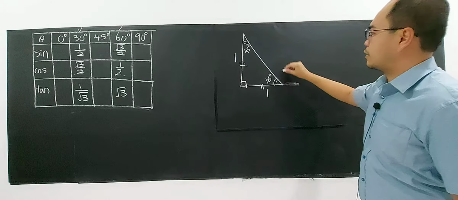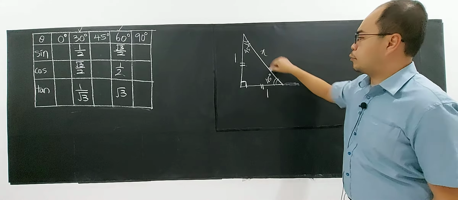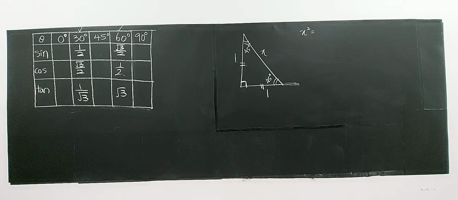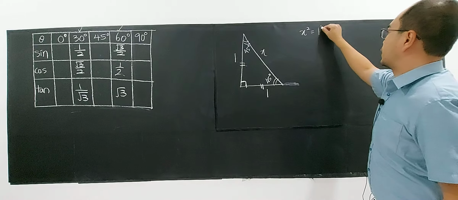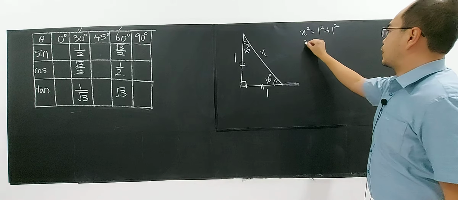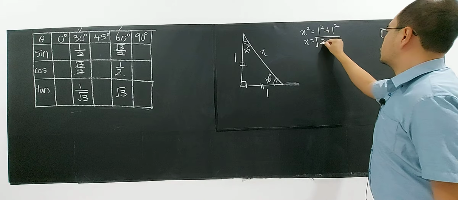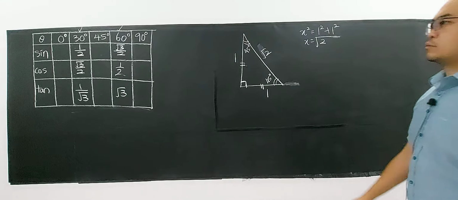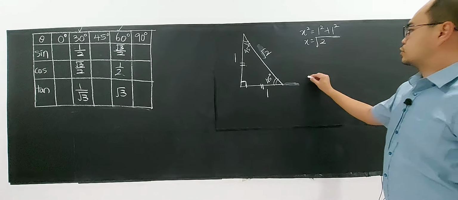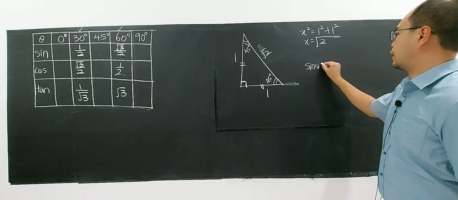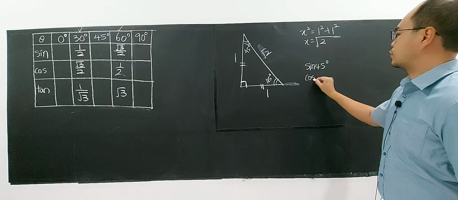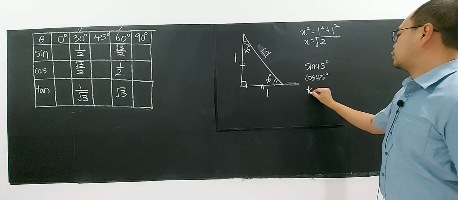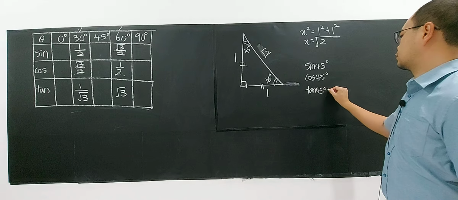So what's the length of this side? This is the hypotenuse, so x squared equals 1 squared plus 1 squared, so x will be the square root of 2. Very simple. From here, you can know sine 45, cos 45, and tangent 45 as well.